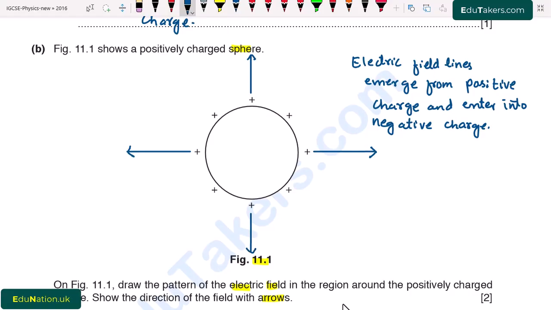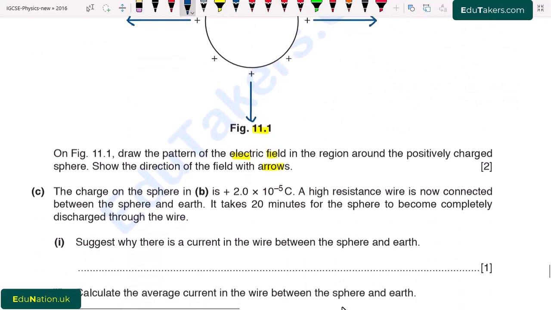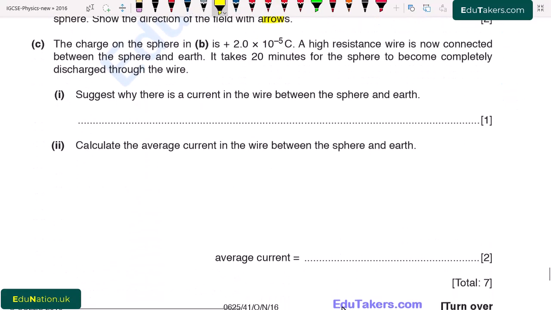So this is the pattern of the electric field lines due to the positively charged sphere. We can also draw here the electric field lines due to other positive charges. Next, part C. The charge on the sphere in part B is 2.0 into 10 to the power minus 5 coulomb. A high resistance wire is now connected between the sphere and the earth. It takes 20 minutes for the sphere to become completely discharged through the wire.